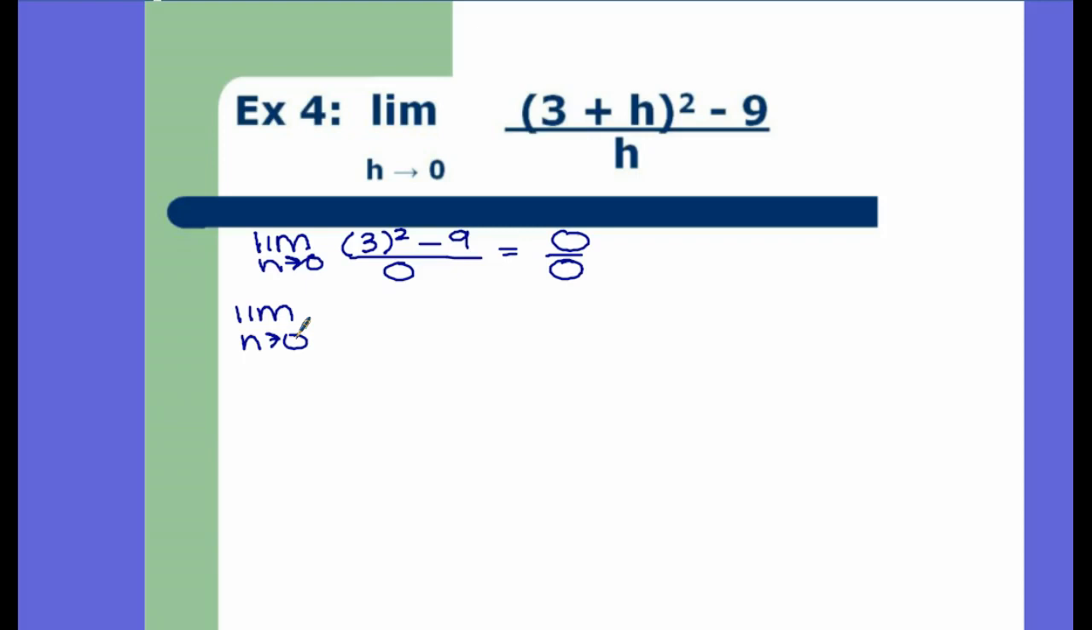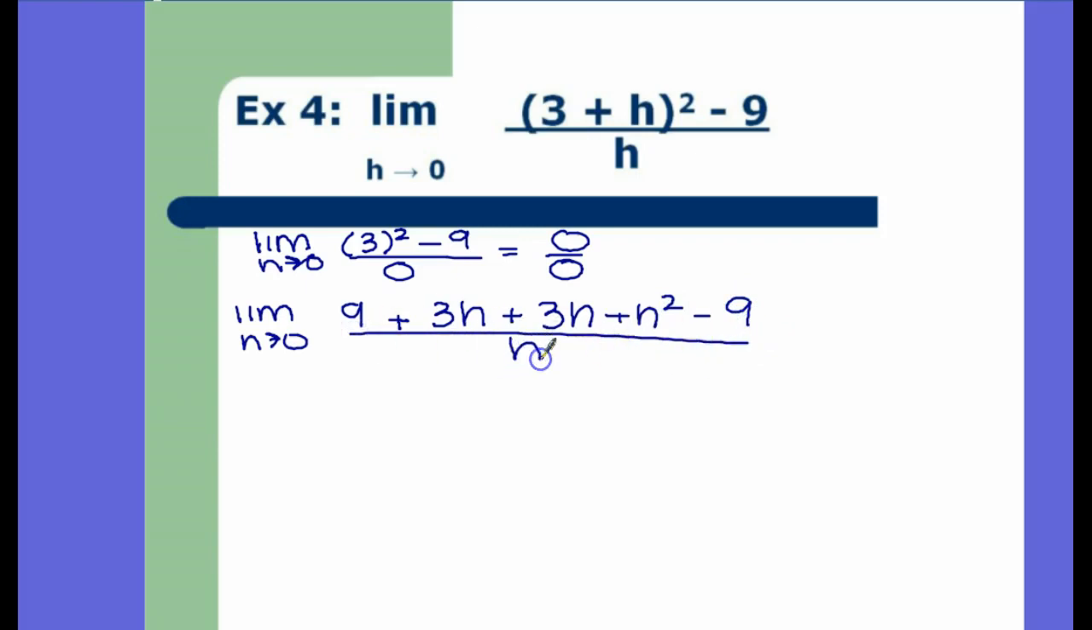Factor out through FOIL that top part, and then you can pull out the numbers to cancel. So if you FOIL that numerator, you get 3h in the middle twice, a 9 on the outside, and an h squared on the outside.